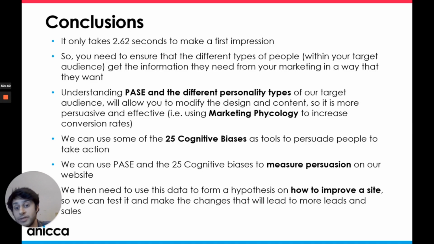We can use some of the 25 cognitive biases as a tool to persuade people to take action. We can use the PACE system and the 25 cognitive biases to measure the persuasion on the website, which is the fun bit. And finally, we then need to use this data to form a hypothesis on how to improve a site, so we can test it and make the changes that we need to get more leads, get more sales, because that's what we want to smash it.